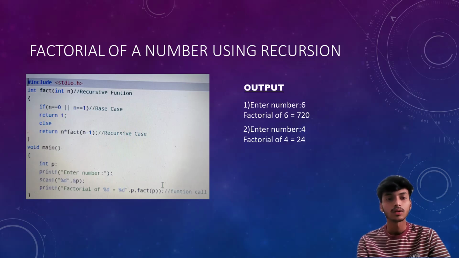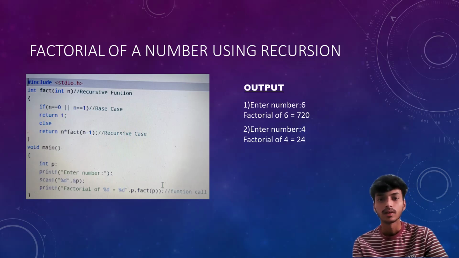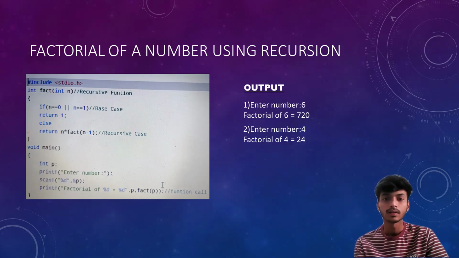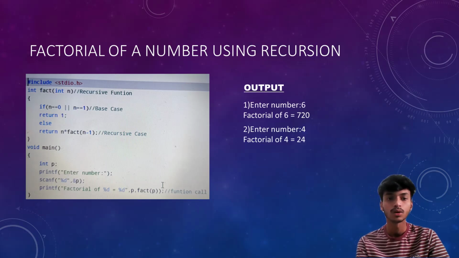Now let's see the output of this code. Let's see the first test case. Enter number 6. It returns that the factorial of 6 is 720, which is true. Let's see the second test case. Enter number 4. The factorial of 4 is 24, which is also true. Hence our code works, and this is the example of factorial using recursion.